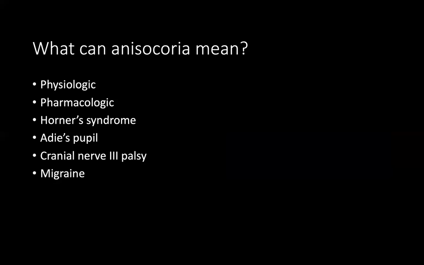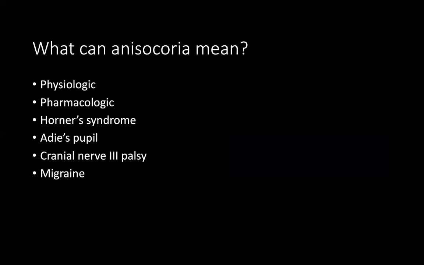So what can a difference in pupil size mean, right? Now, like I said, it can be normal. We call that physiologic. And like I said, it's usually a small amount of difference between the eyes. It could be pharmacologic. That means a drug is causing the difference. Certain medications that we use, things like atropine, if you see pediatric patients, sometimes they're on atropine. That can cause a pupil dilation in one eye and not the other, which can be a pharmacologic problem causing the difference in pupil size.